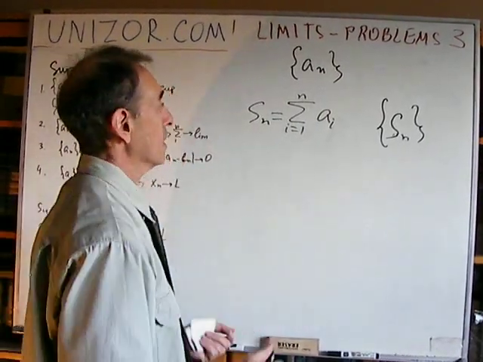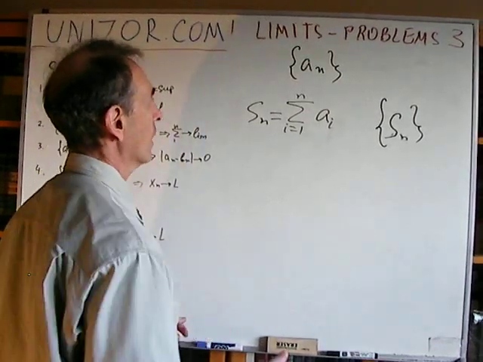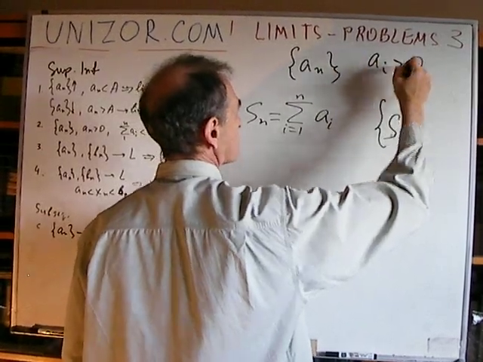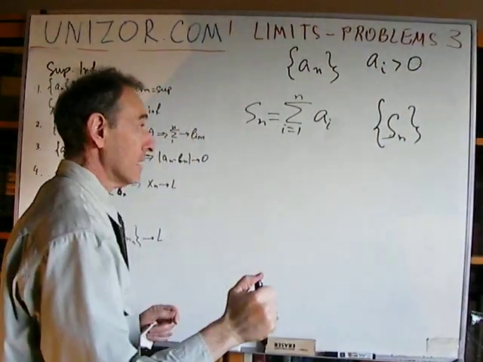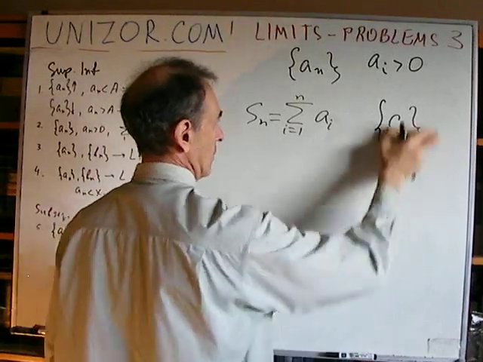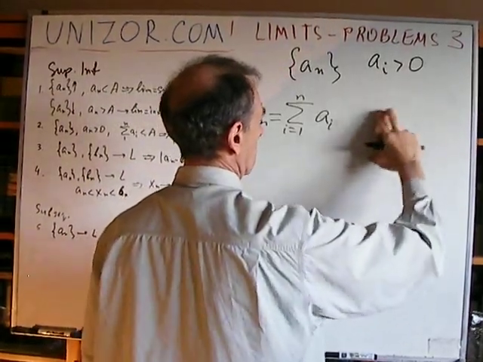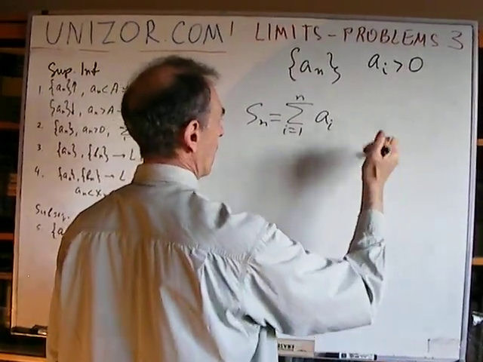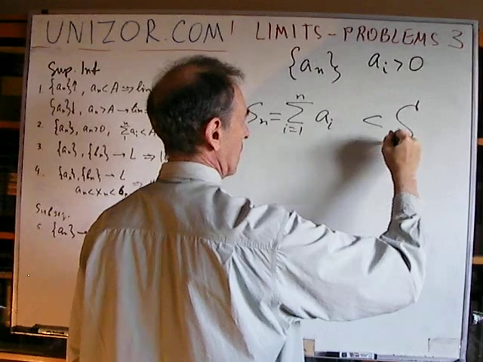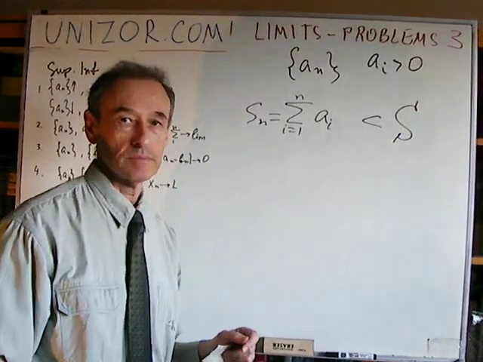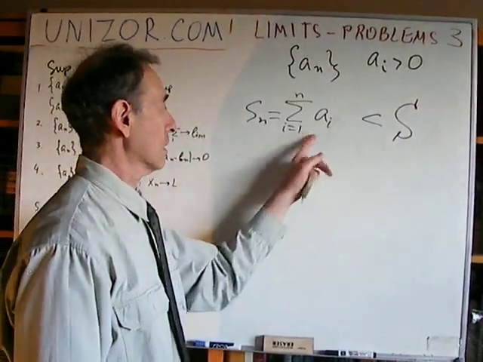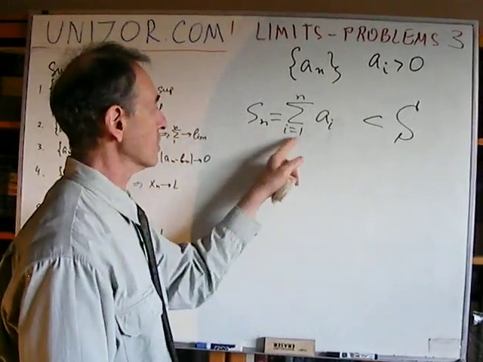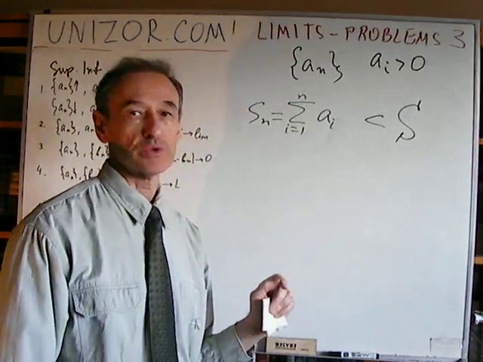So if this converges, then we say that the series converges to whatever the limit is. So our theorem is: if all members of this particular sequence are positive, and all partial sums are bounded from above, then the series converges, which means that all partial sums will go to a certain limit.